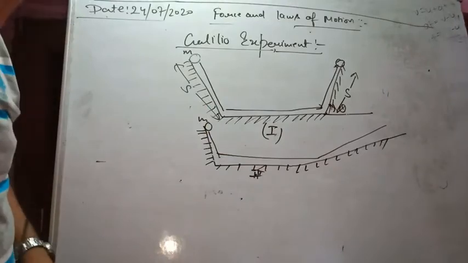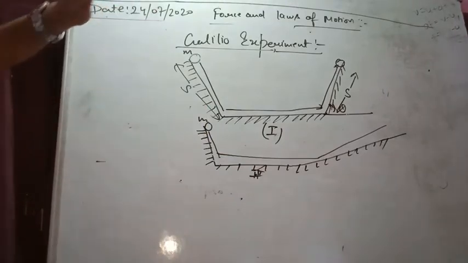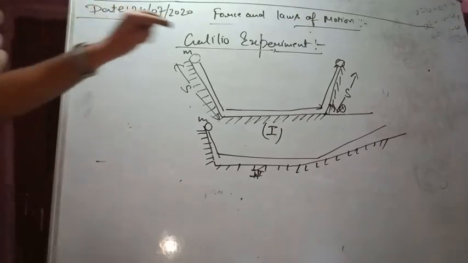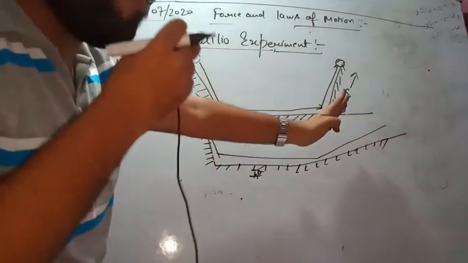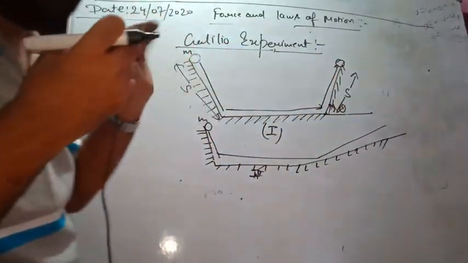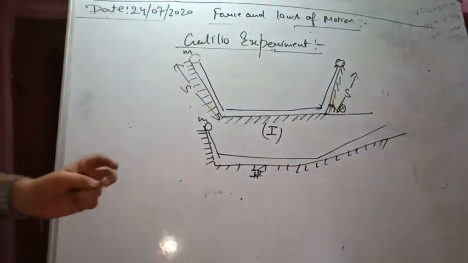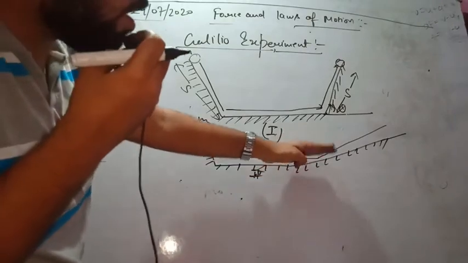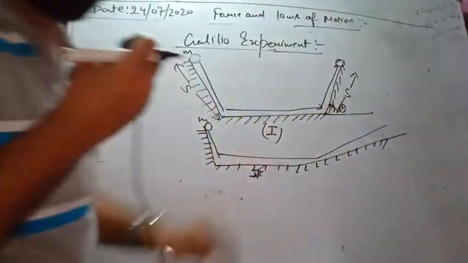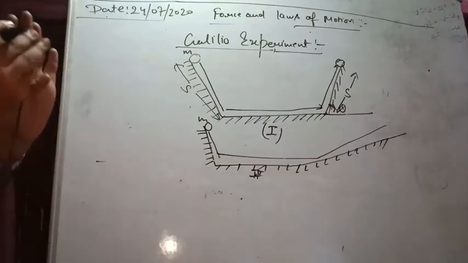So by this observation, he came to a conclusion. Once it is not flat, it is covering the same distance. If it is a little flat, the distance is increased. If it is further flat, the distance is increased more. So he came to the conclusion that if this surface turns out to be purely flat, horizontal to the ground, then the ball will keep on moving.